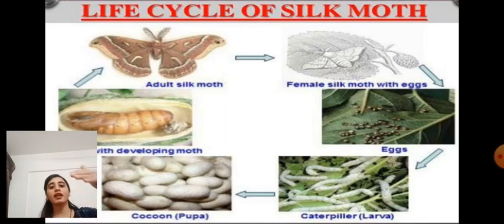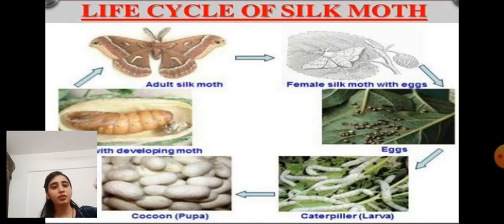When the pupa develops fully to form the adult silk moth, the cocoon splits up and a beautiful silk moth comes out. You see in this figure the adult female silk moth, which lays eggs, then they convert into larva, after that into pupa, then a developing moth, and then the adult silk moth. Beautiful adult silk moth. This is the life cycle of the silk moth.